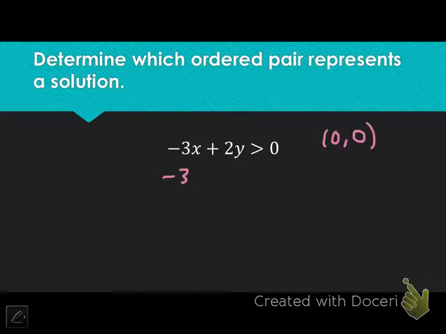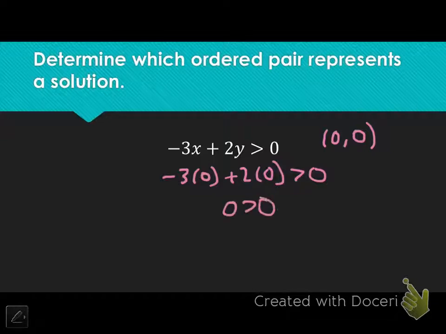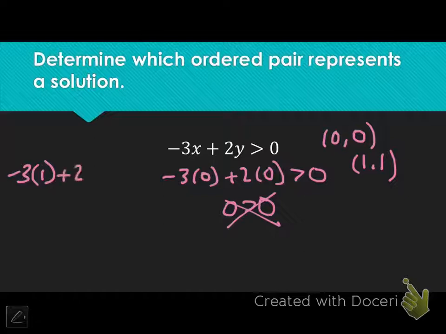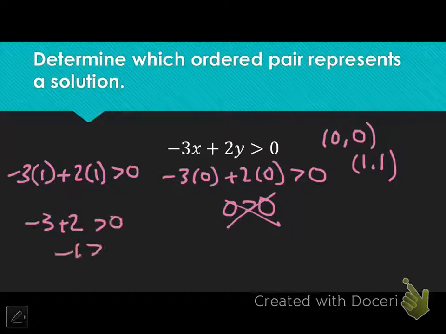So if we plug in 0, 0, 0 plus 0 is 0. Well, 0 isn't greater than 0, so that doesn't work. Let's try 1, 1. So negative 3 plus 2. Negative 1 isn't greater than 0, so that doesn't work.